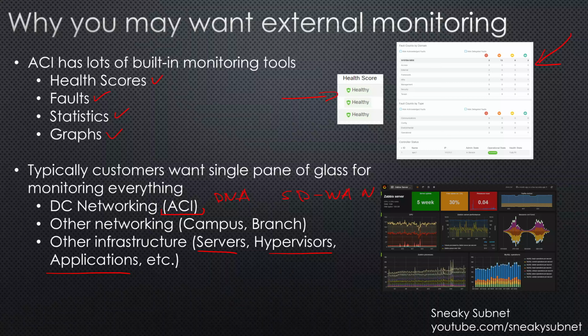And as I said, in most cases customers don't want to switch between different interfaces. They don't want to switch between APIC, between vManage if we are talking about SD-WAN, or DNAC if we're talking about DNA. They want a single pane of glass where they will see everything. Where they will see DC networking, campus, branch, servers, hypervisors, applications. So in this case, we need an external tool where we combine all our infrastructure, where we will monitor all our infrastructure. So that's why you may want external monitoring.